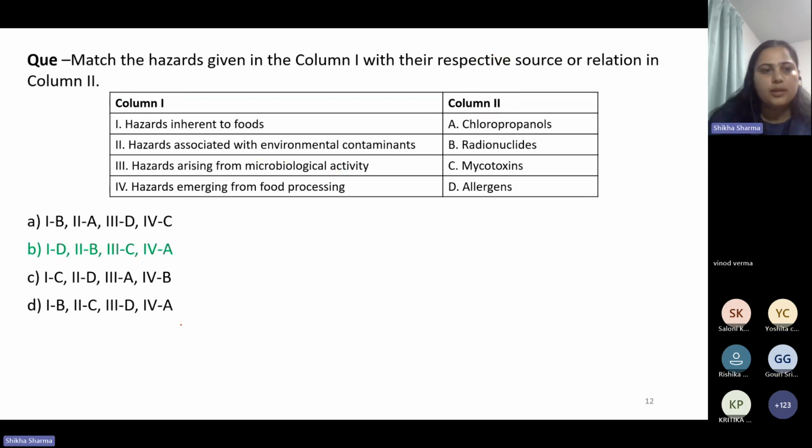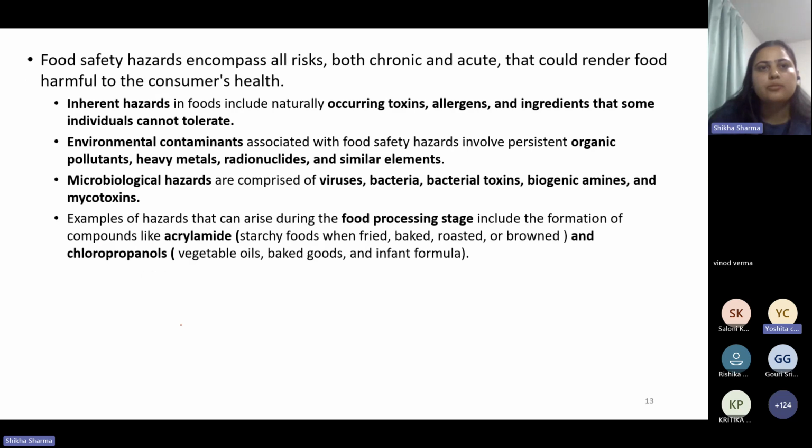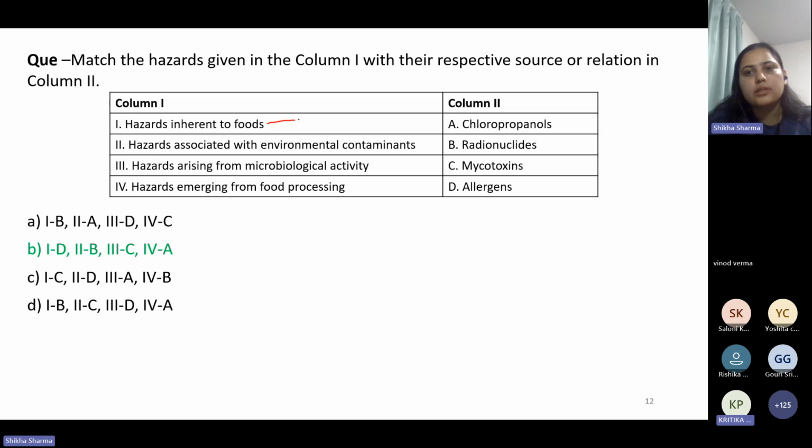Answer B. Yes, option B is correct, because we have inherent hazards which occur in the food, and they are basically toxins, allergens, and ingredients which we cannot tolerate. So the first option is allergens, the ingredients which our body is not able to tolerate. These are some warnings that we see written on the food packet.